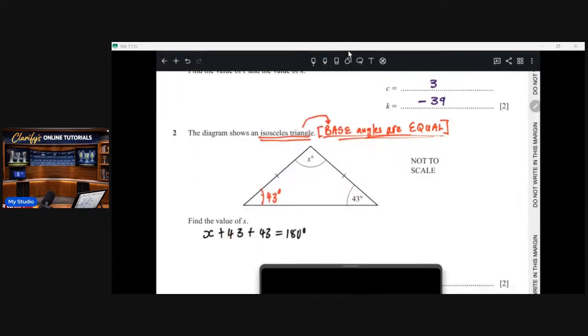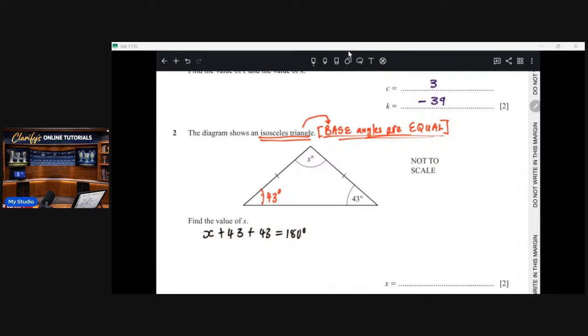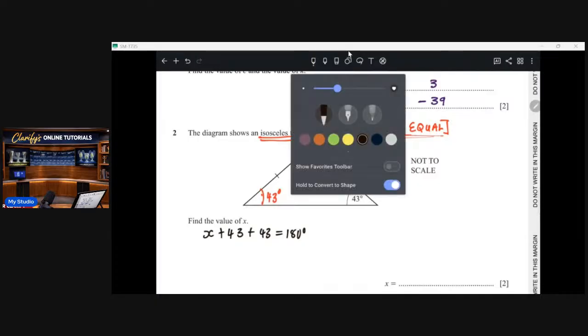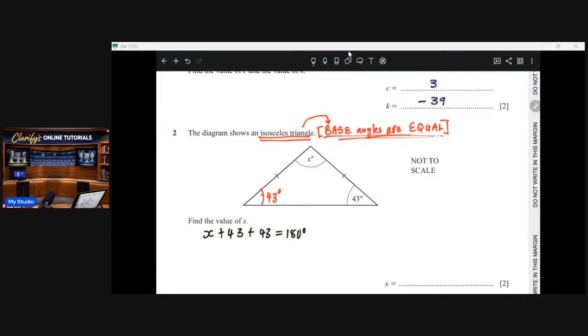Because a triangle adds up to 180. That is why you wrote this statement. You know that the angles in a triangle add up to 180. This is property number 2 that we are using. But this is true for all triangles. They all add up to give you 180.